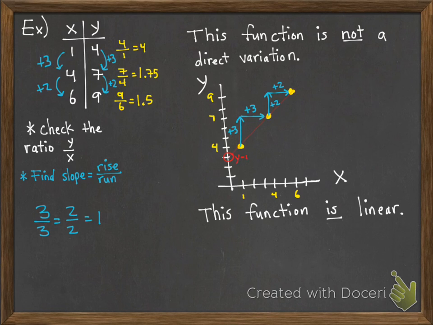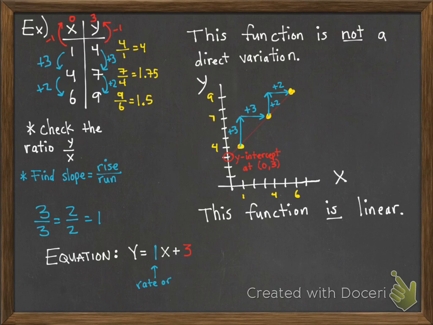We still need to find the y-intercept, where it crosses the y-axis. Since it crosses the y-axis at the point (0, 3), that means our y-intercept is 3. On the table, we can see that since x goes up the same amount as y, if we have to go back 1 on x to go to 0, we would go back 1 on y, which would be 3. Well, now that we know that our slope is 1 and our y-intercept is 3, we can write our equation. y equals 1x plus 3, where 1 is the rate or slope and 3 is the y-intercept.